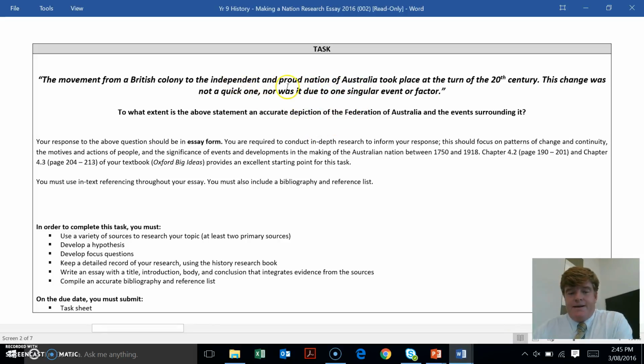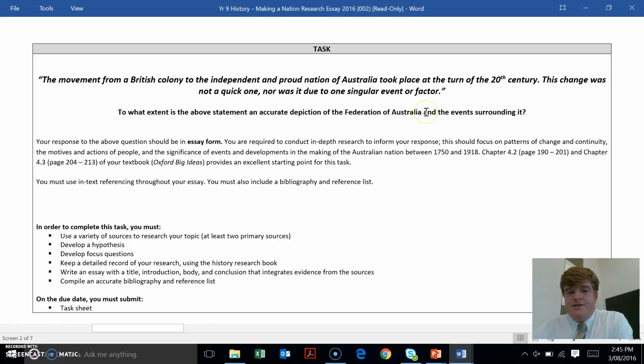And it talks about this statement that we have to respond to in essay form. The statement is: the movement from a British colony to the independent and proud nation of Australia took place at the turn of the 20th century. That's a statement of fact. Then it goes on to this second statement. This change was not a quick one, nor was it due to one singular event or factor.